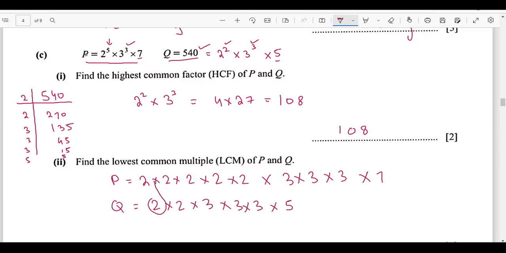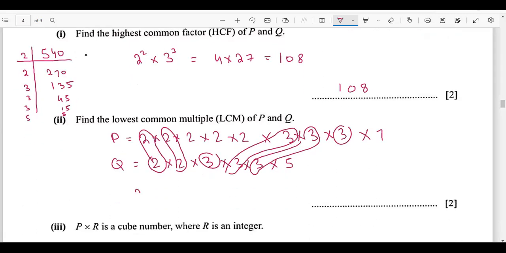Let's talk about the common ones. This is common. This is common. Then this 3 is common. All the 3s are coming in common. And then this one and this one is also common. So we'll write down the common ones once only. 2 into 2, and then 3 into 3 into 3. So I've written down the common ones once only, and now I'll write down all the other ones. So it is 2 cubed into 7 into 5. So this is going to be the answer.